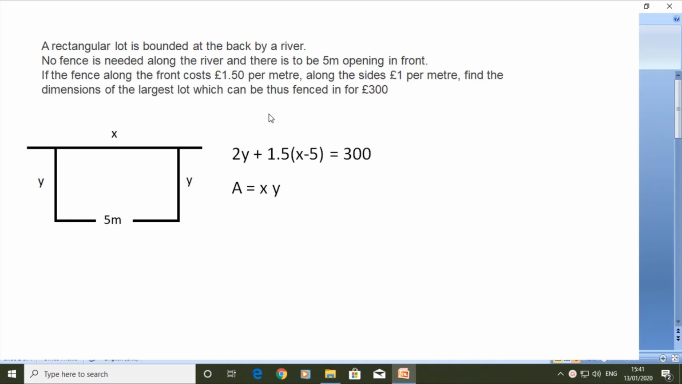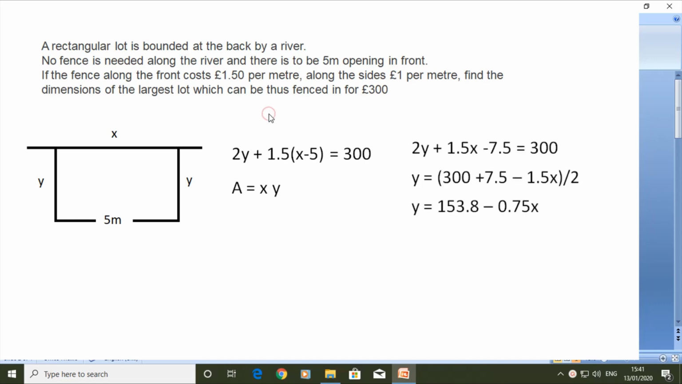So again, what we want is the area just in terms of one of these variables. So what's the area in terms of x? So rearrange the equation for y and then get rid of y, sub it in. I've played around with it. I've got the equation in terms of y. I've ended up with y is 153.8 minus 0.75x. And so the area is that times x. So the area is that.